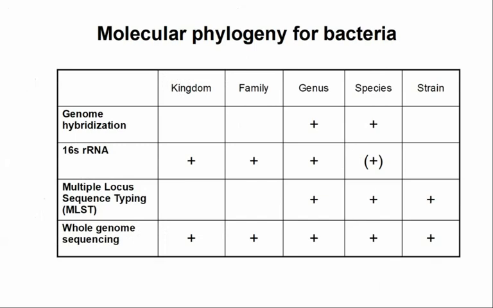So the first thing that people did, even before DNA sequencing was invented, in the 1960s and the early 70s, was they tried to measure the general overall genetic similarity between two species by genome hybridization. So what does that mean? That means you've got two bacterial strains. You've got A and you've got B.